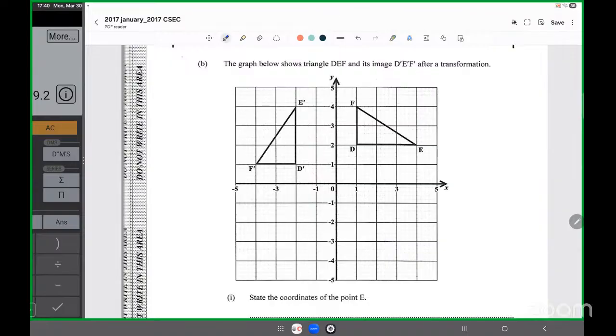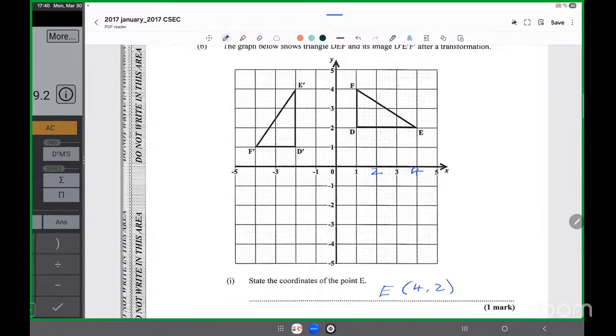All right. First, I want to state the coordinates of the point E right here. What's the coordinates of the point E? Look at the scale carefully. So this is 1, here will be 2, 3, here will be 4. So this point is 4, 2. Do you agree with that? So E is the point (4, 2).